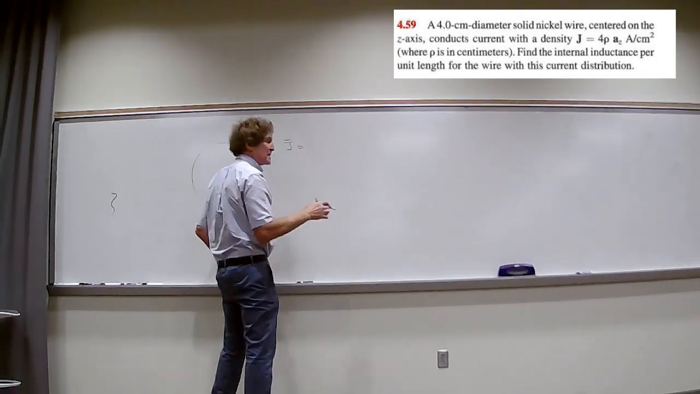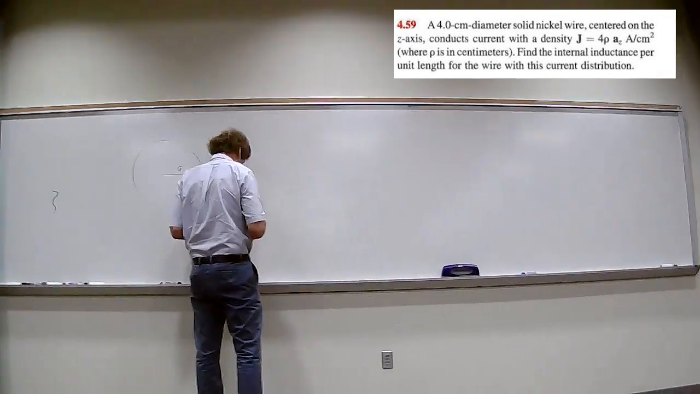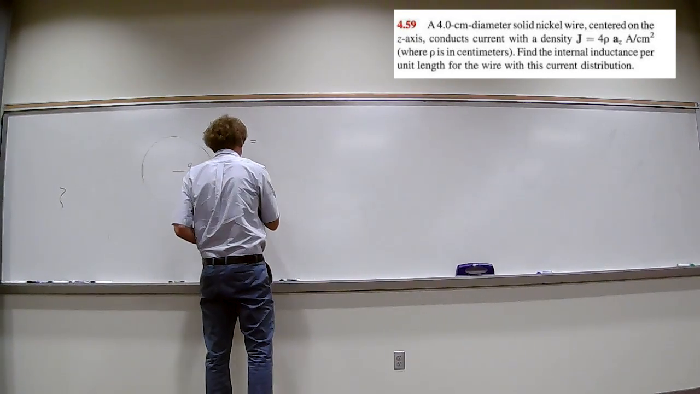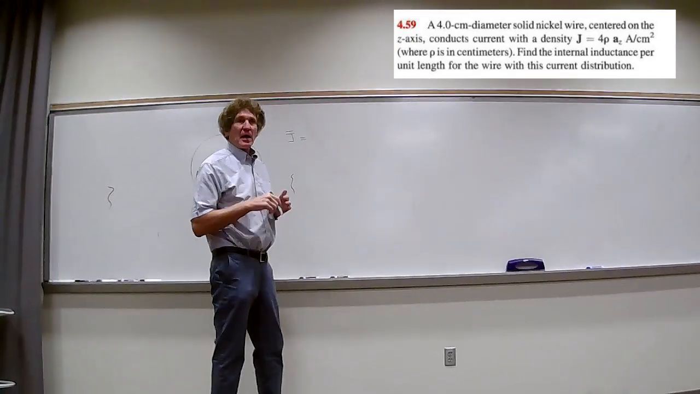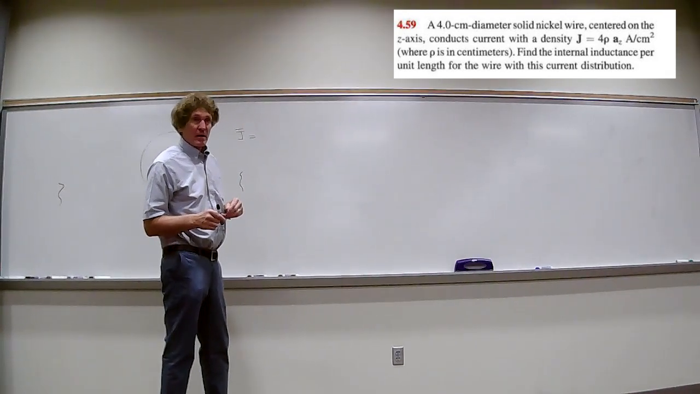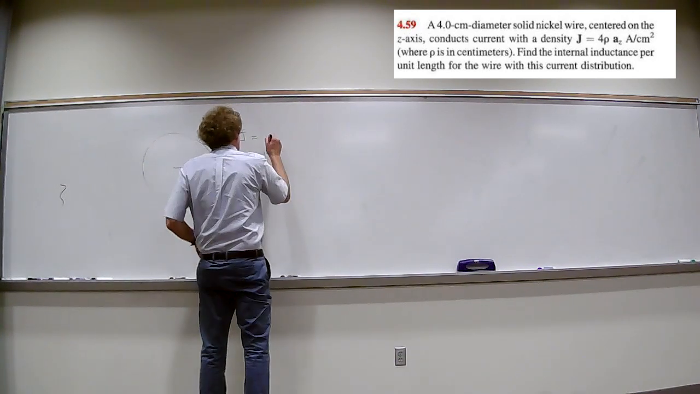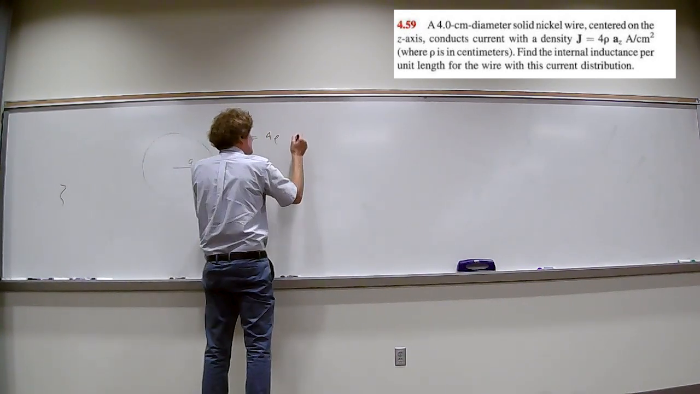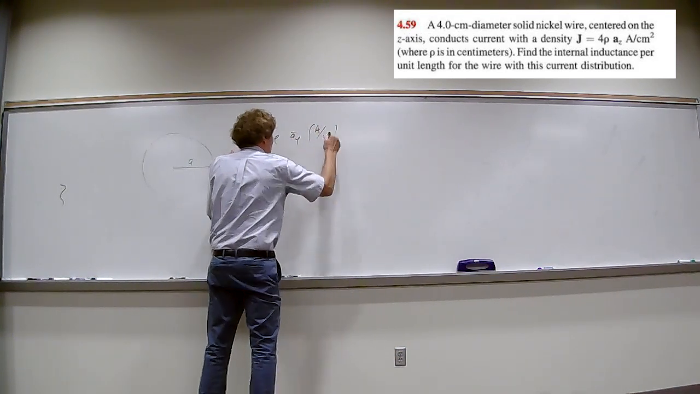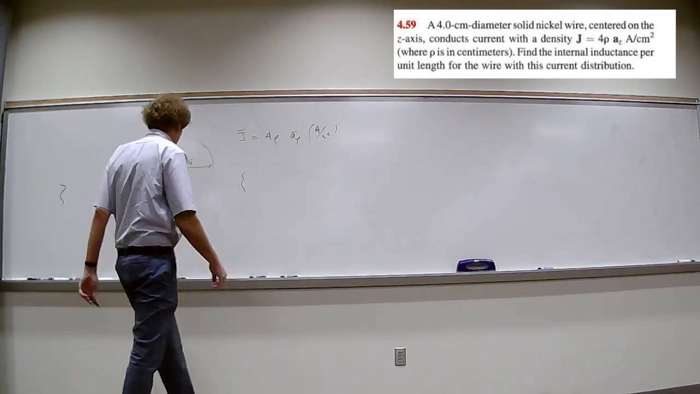And the current density, can you tell me what that is? Something times rho. I forgot exactly what it was. Anybody? Do you remember what the constant is? It's like 6 or something, I don't remember. Oh, it's 4 rho. All right, so it's 4 rho, and it's in the A rho direction, right? Is it amps per meter squared? Nope. It's amps per centimeter squared.